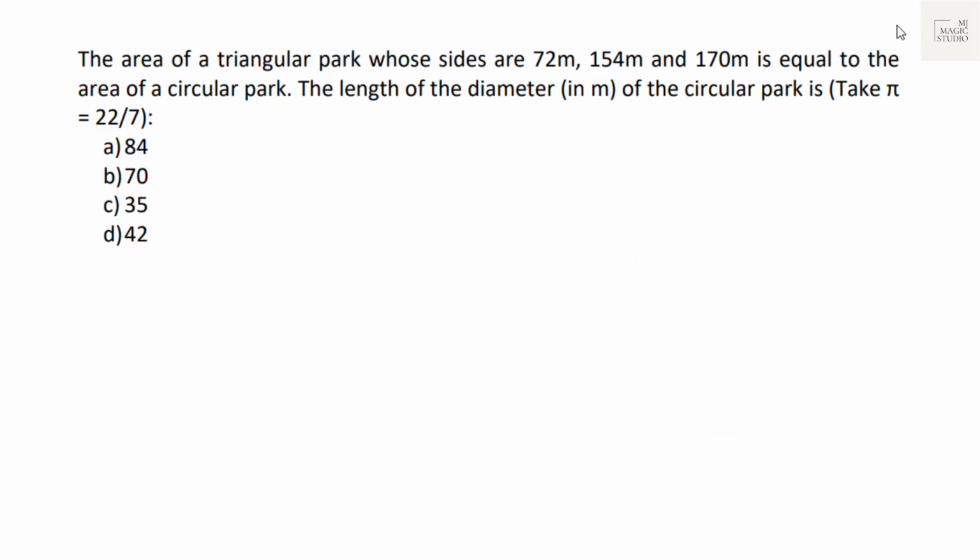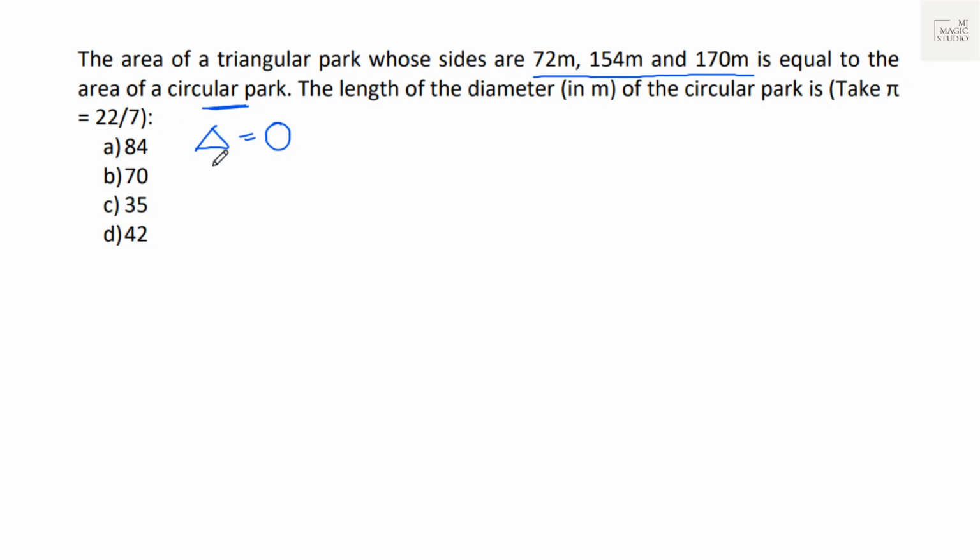A take on triangles and circle. Give it a try. The area of a triangular park whose sides are these is equal to the area of a circular park. Find the length of the diameter of the circular park. Take pi equals 22 by 7.